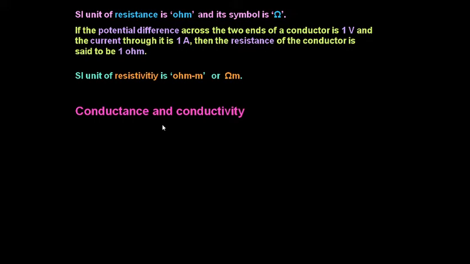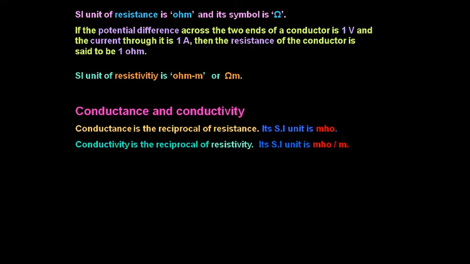Other terms are conductance and conductivity. Conductance is the reciprocal of resistance and its SI unit is mho. Resistance unit is ohm and conductance unit is mho. Conductivity is the reciprocal of resistivity and its unit is mho per meter.